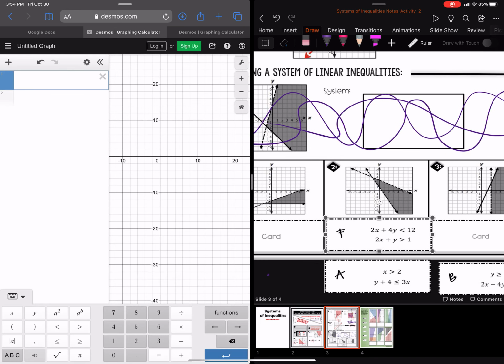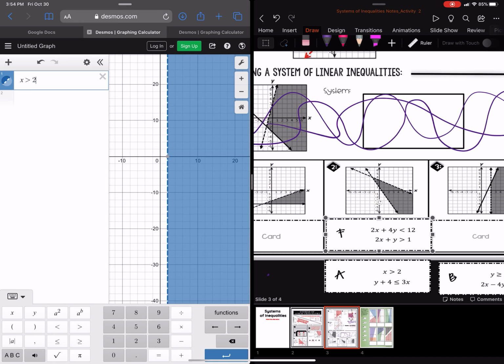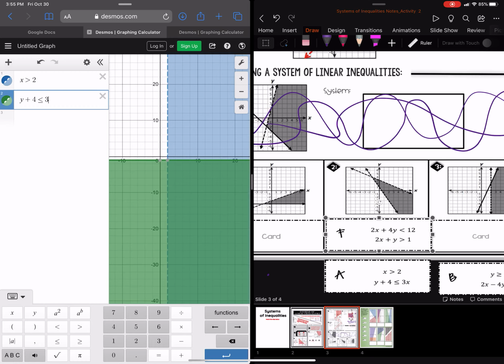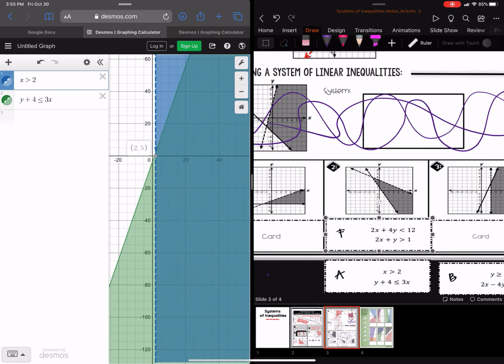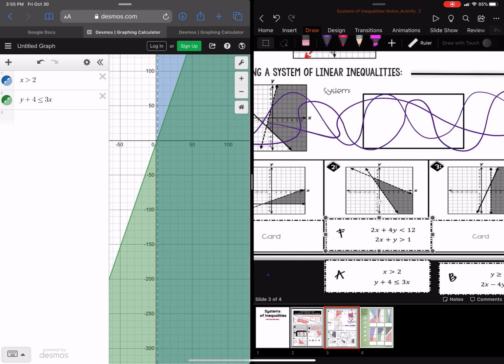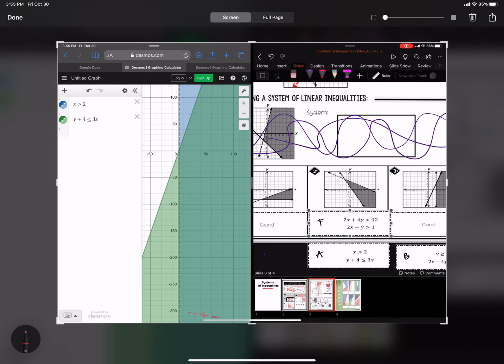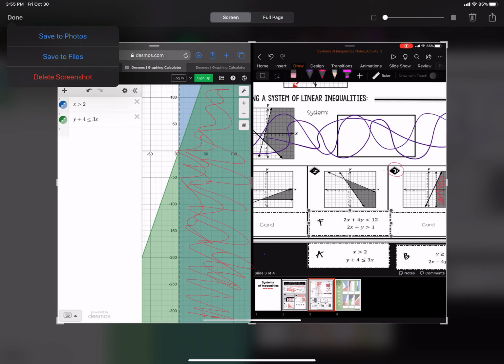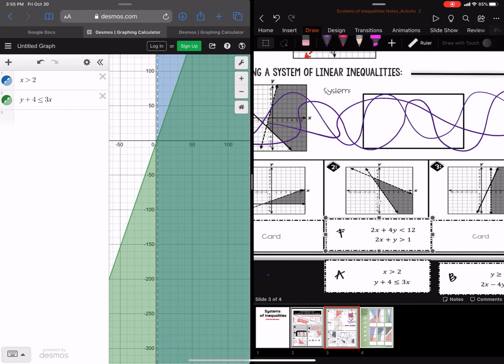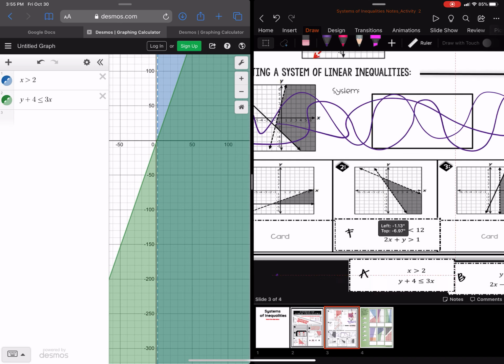We're going to put in x is greater than 2, and y plus 4 is less than or equal to 3x. Here, I'm going to zoom out a little bit. Your double shading, and I'm going to take a screenshot so you can see, lies right here, and then up this way. So what graph, 1 or 3, matches exactly this double shading? It would be right here. This would be the match. So 3 matches with A. So I'm going to drag A up to 3.